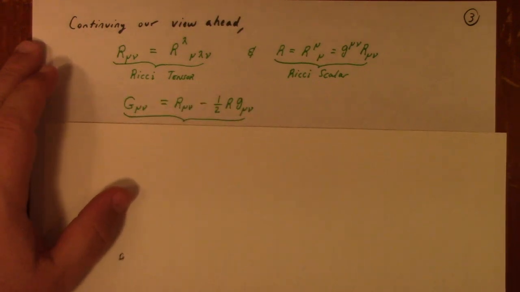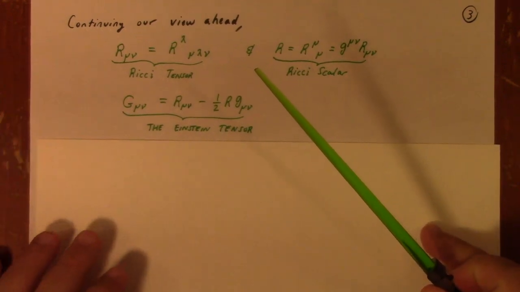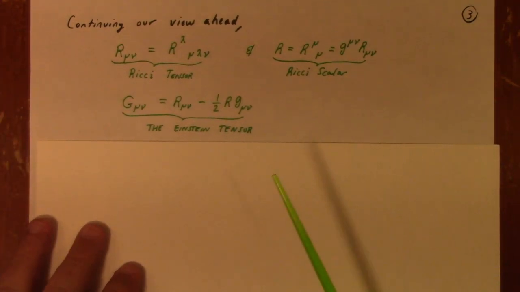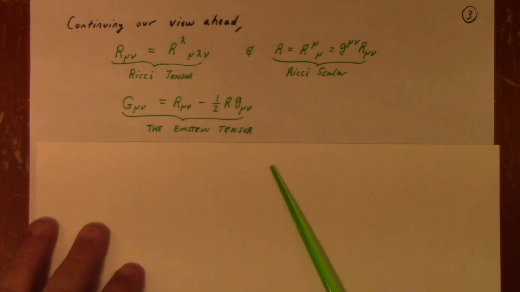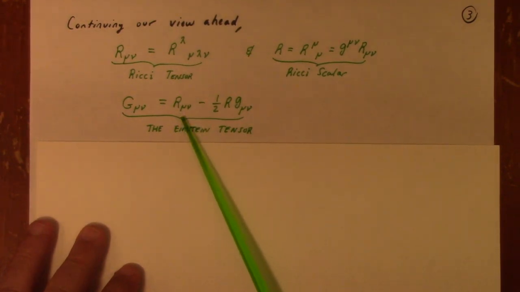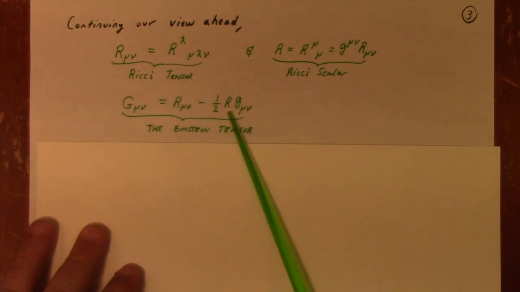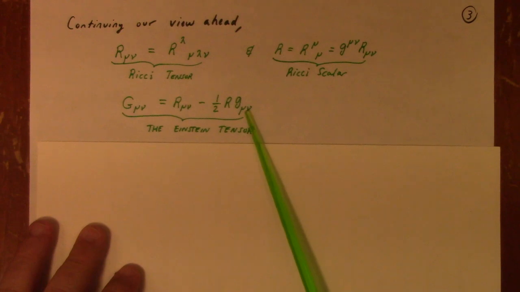And so once you have those, it's interesting that physics requires you to introduce yet another tensor, which is built in a kind of funny way. You take the Ricci tensor and subtract 1/2 the Ricci scalar times the metric tensor, and this defines what's called the Einstein tensor.